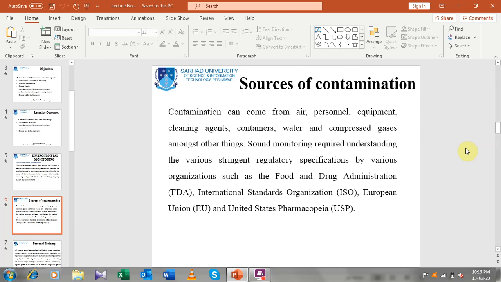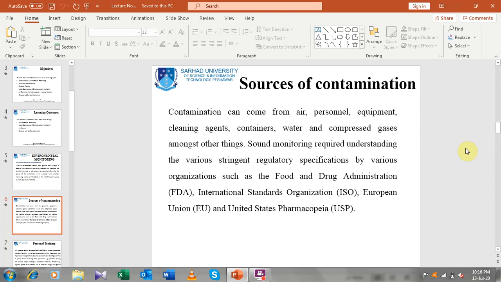There will be some parts of the equipment, that is the tearing and wearing problem, in the particular industry. The equipment can also break down, and that disintegration or fragmentation of parts can become part of the product, and in this way the particular formulation or the product can be contaminated.